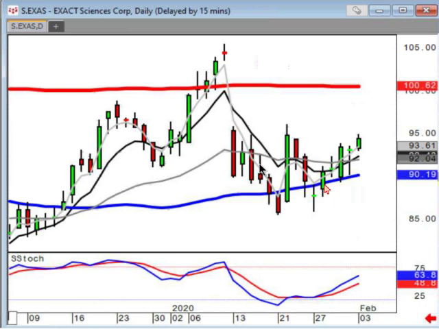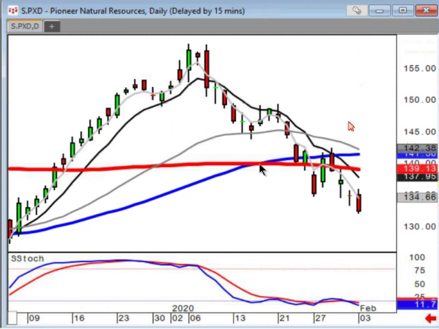EXAS, stay long. Gap to fill, which means at least the 200-day moving average becomes a viable target. PXD, stay short. You could short it here, but yeah, I wouldn't be afraid to short it here on weakness. Shopify.